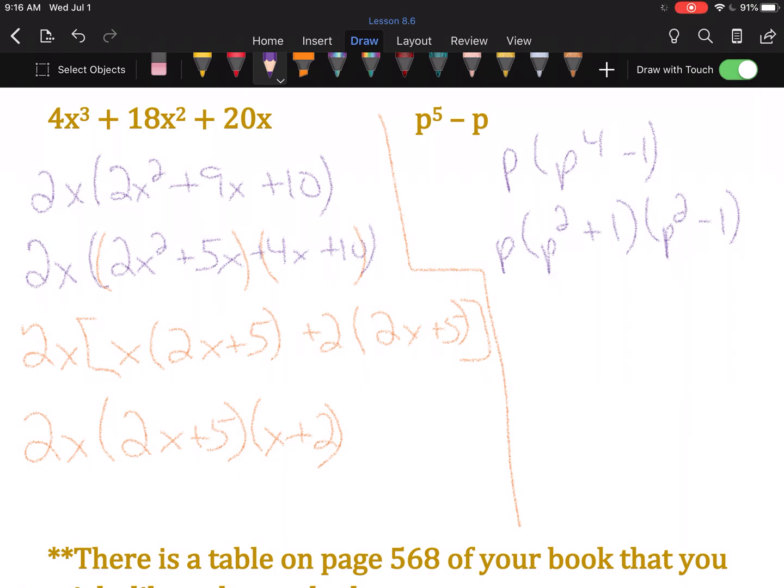Except that last thing is another difference of perfect squares. p squared is a perfect square, 1 is a perfect square. So this last set of parentheses has to get broken up into p plus 1, p minus 1. Now this is fully factored.